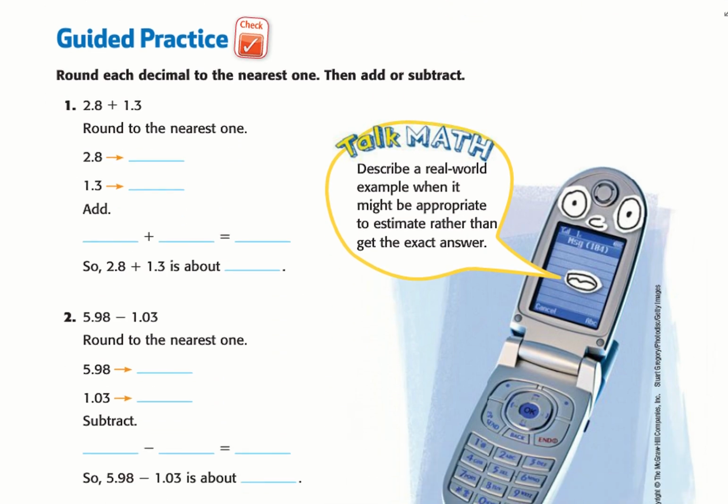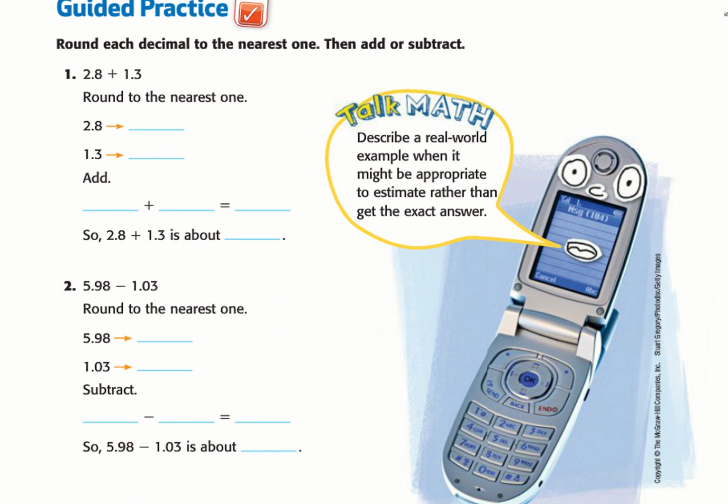So go ahead and try the guided practice and pause the video. So if I round these to the nearest 1, look at 2, and I look at 8, that is 5 and above. So my 2 is going to raise to 3. And I look at 1, and then 3 is 4 and below, so my 1 is going to stay the same. So I have 3 plus 1 is 4. So this is going to be about 4.